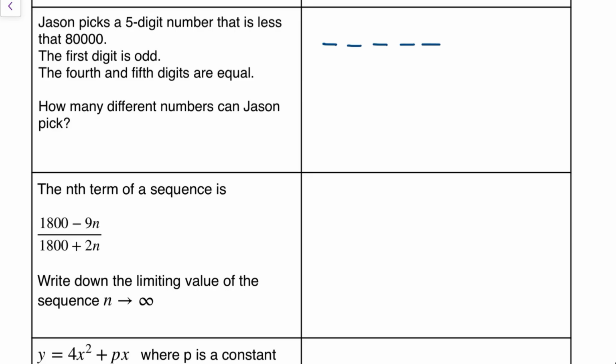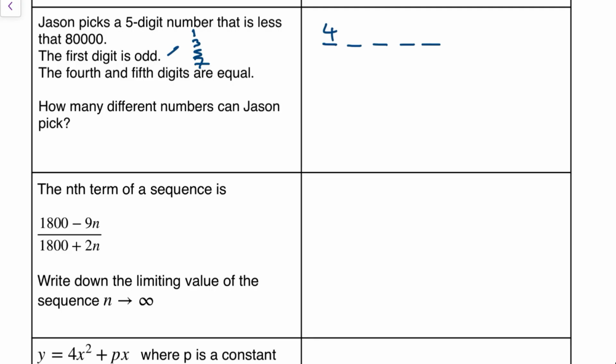Okay. If it's less than 80,000, the first digit is odd. And by the way, I presume it can't be a 0, and 0 isn't odd. And let's just assume that's not the case because it gets annoying otherwise. So the first digit can be 1, 3, 5, or 7. So there are 4 choices of the first digit. It is not the case that digits have to be different because it doesn't tell me that anywhere. It also doesn't tell me the digit itself is odd, just the first digit.